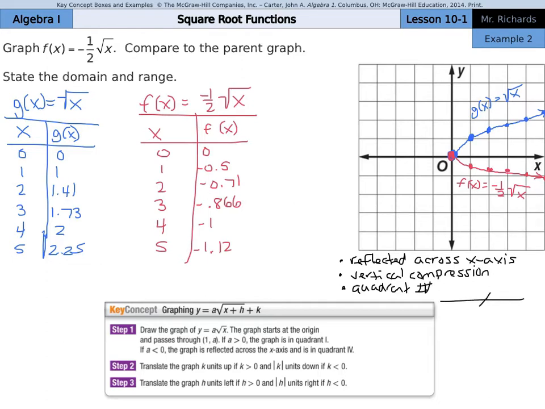And as we look to compare now the domain and the range, our domain, well, for the values of x for our red function are still going to be greater than or equal to 0. And for our range, now remember we're looking at the red function here, our f of x, our range for f of x is going to be less than or equal to 0.